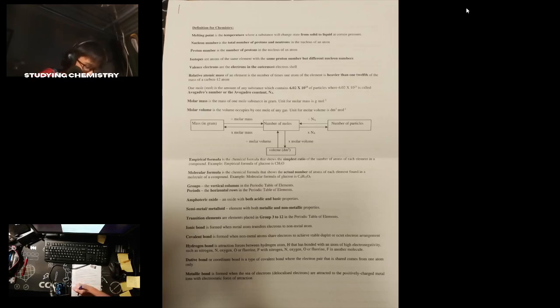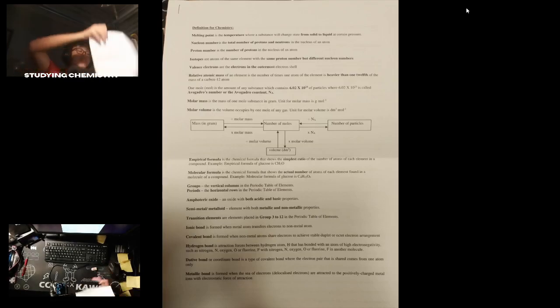Dative bond or coordinate bond is a type of covalent bond where the electron pair that is shared comes from one atom only. Metallic bond is formed when the sea of electrons, delocalized electrons, are attracted to the positively charged metal ions with electrostatic force of attraction.